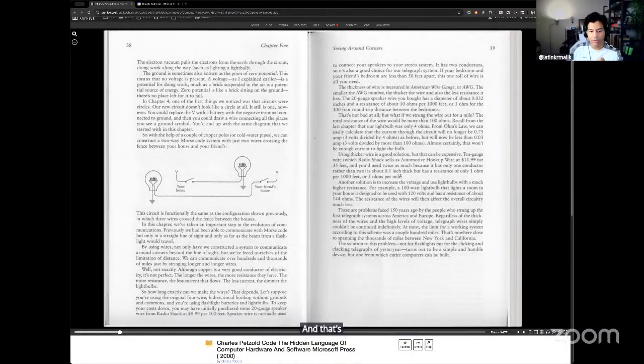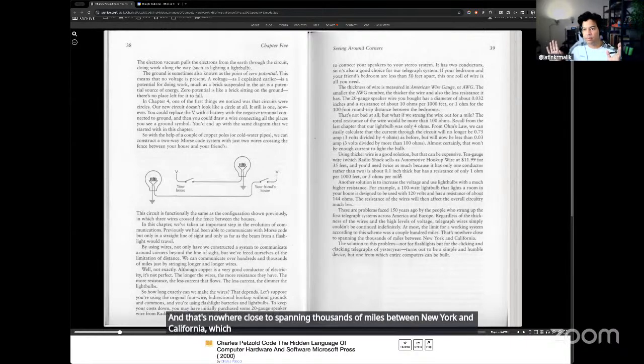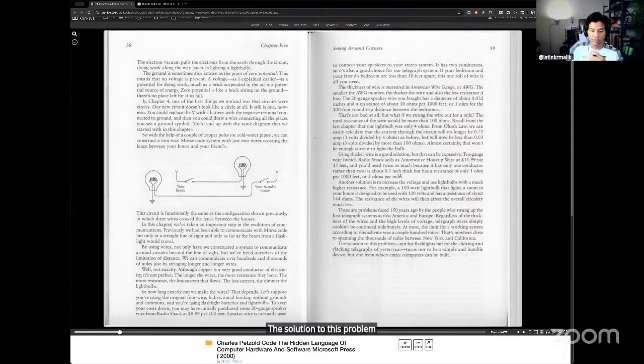And that's nowhere close to spanning thousands of miles between New York and California, which are on different coasts of the North American continent. The solution to this problem, not for flashlights, but for the clicking and clacking telegraphs of yesteryear, turns out to be a simple and humble device, but one from which an entire computer can be built. So this was our chapter, Seeing Around the Corners.